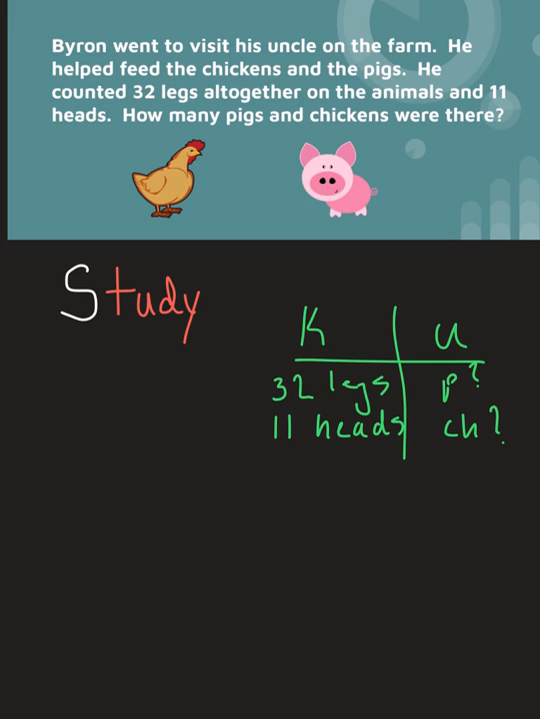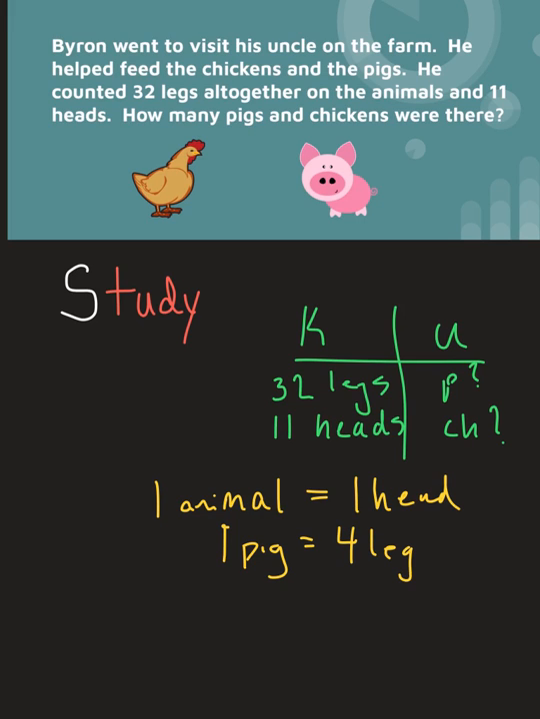There's a few things that we can also infer with this problem. We can infer that one animal has one head. We can infer that one pig has 4 legs, and that one chicken has 2 legs.